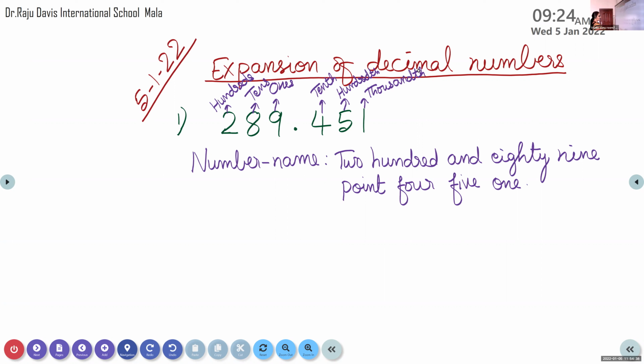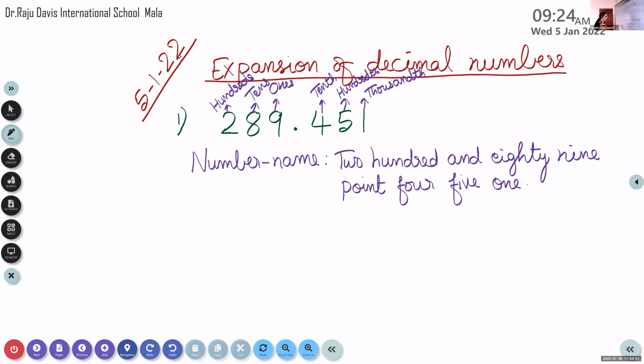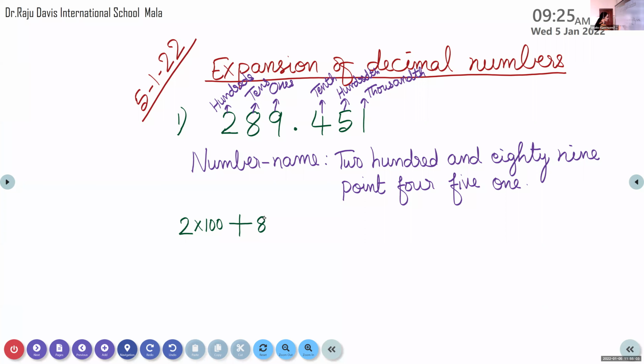Now we are going to write the expansion. When we write the expansion, the first number we have to start from is 2. 2 is in the hundreds place, so 2 into 100, plus the second place is tens, so 8 into 10, plus the next place is ones, so 9 into 1. Then plus the other digits after the point.